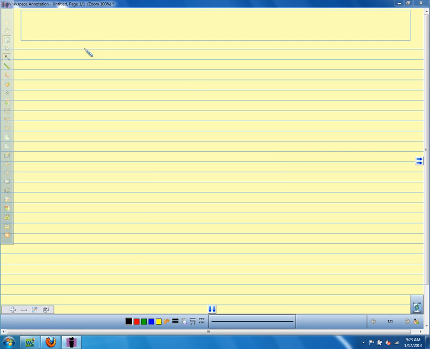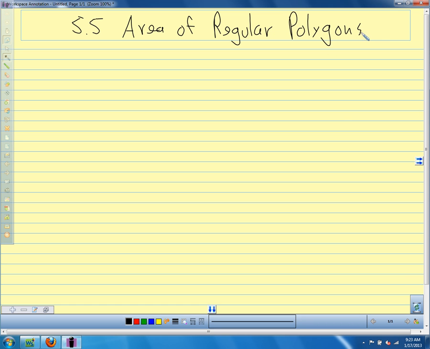So this is our last bit that we're going to talk about in section 5.5. And we're talking about the area of regular polygons. Now we wrote down a formula. We labeled some parts in our flip book the other day. So I just want to go over that again, just to re-emphasize that and make sure that everybody has that.